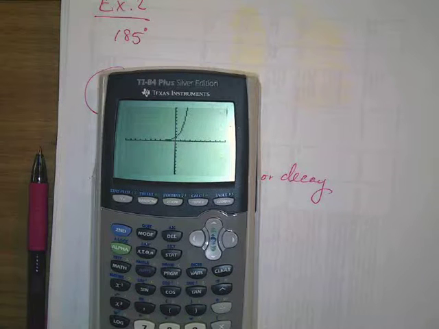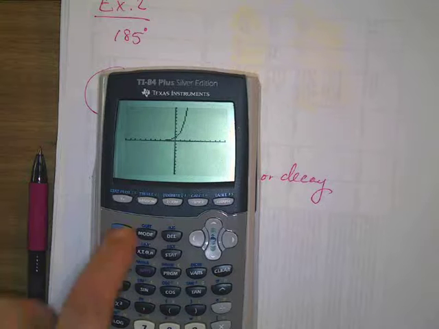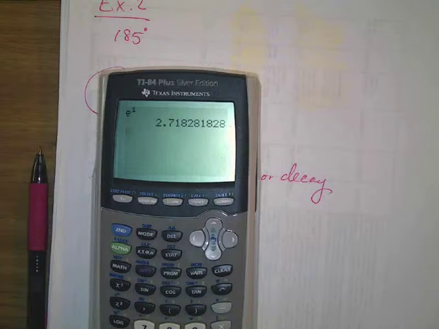Beautiful. Does that look like an exponential function? Yeah, looks like the ones we've been looking at, right? What if I asked you to figure out what e to the third was? What would you do? So second ln and then put a 3. That's the value of e to the third. Yeah, cool.